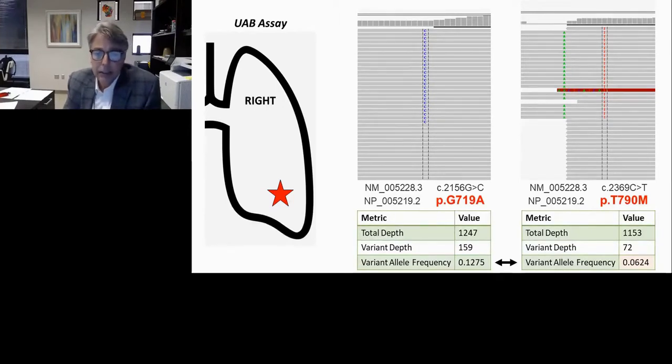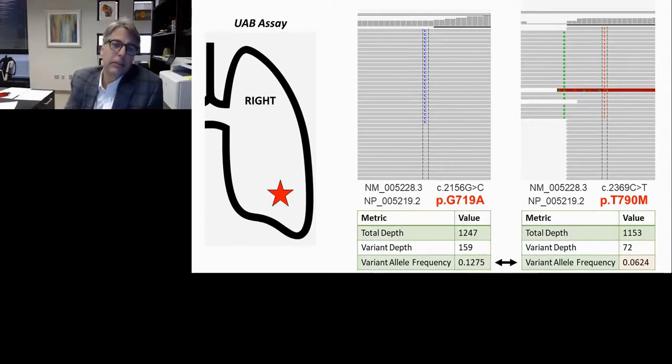And in this specimen, the variant allele frequency for this mutation was 12.75%. We were really interested to also see that this specimen also had a T790M mutation at 6.2% variant allele frequency. And this is really unusual because T790M, you usually see that in the context of a lung cancer specimen that had been previously treated with drugs that target the EGFR pathway.